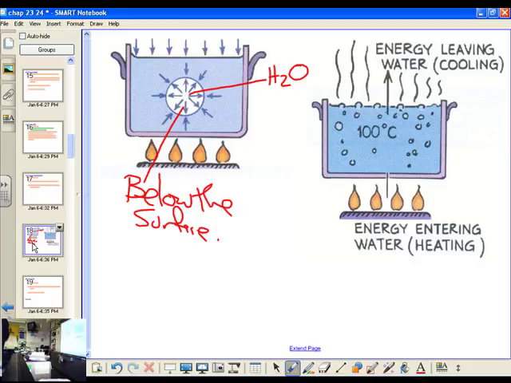Now it goes up because when I expanded it, what happened to its density? It went down, and it will go up. Less dense things float. Steam. This is what's inside. There's steam inside the bubble. There's no air.